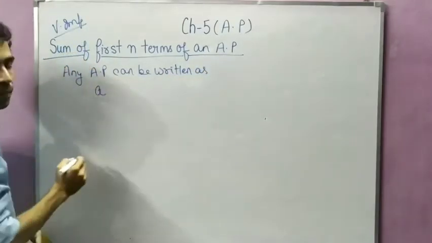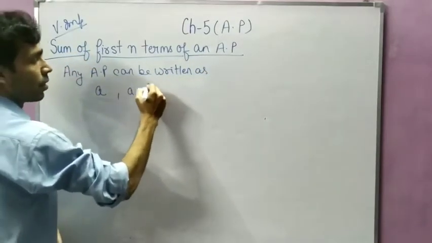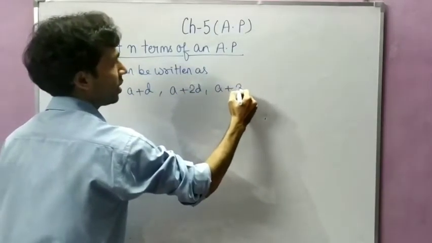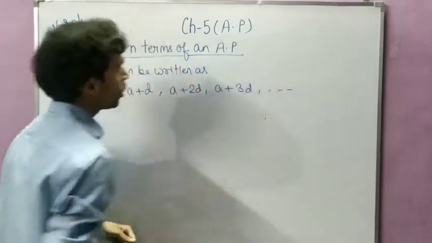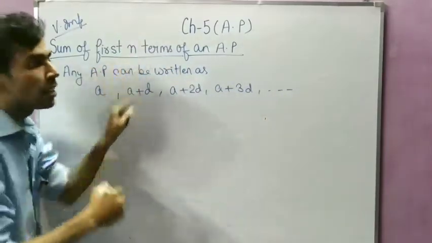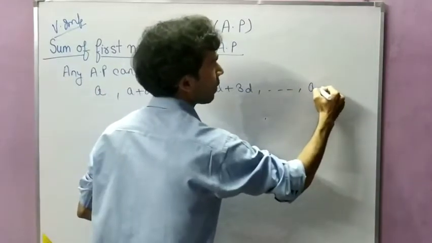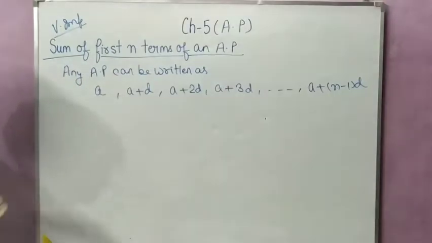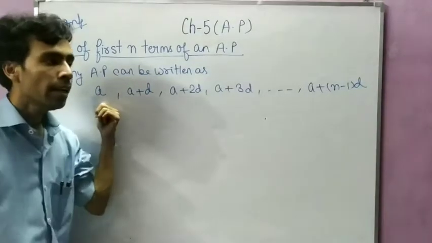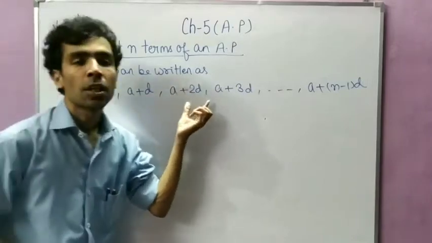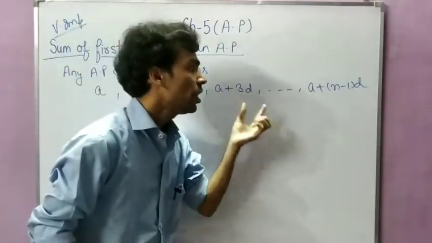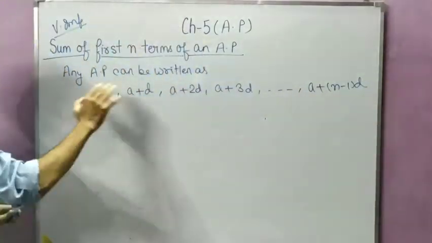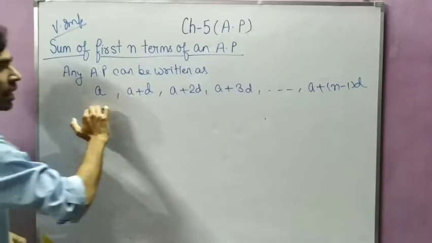A comma A plus D comma A plus 2D comma A plus 3D dot dot dot. And if there are n terms, the nth term will be A plus (n minus 1) D. This is any AP. The first term is A, the second term is A plus D, the third term is A plus 2D, then A plus 3D, and the nth term will be A plus (n minus 1) D. Any type of AP can be written like this.